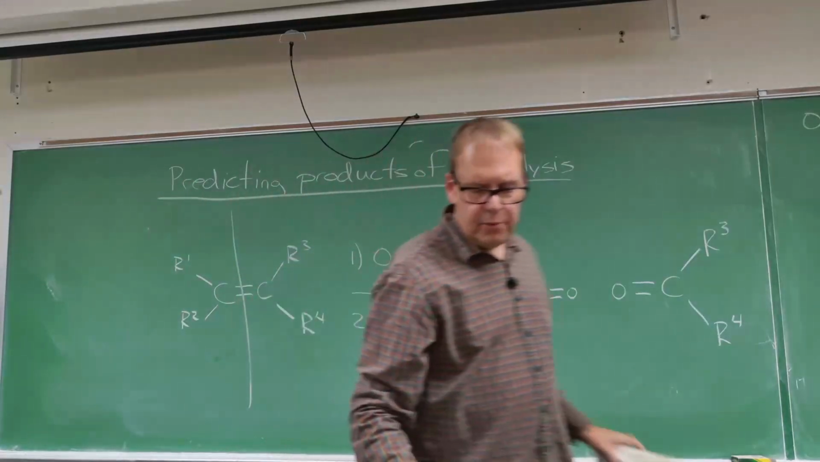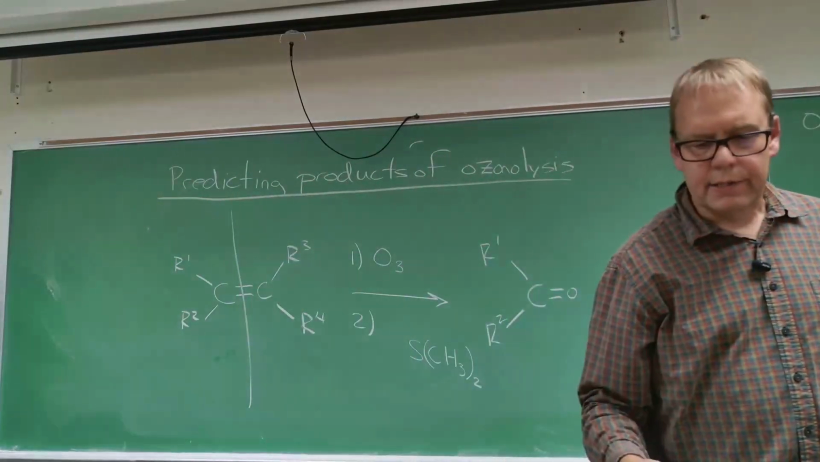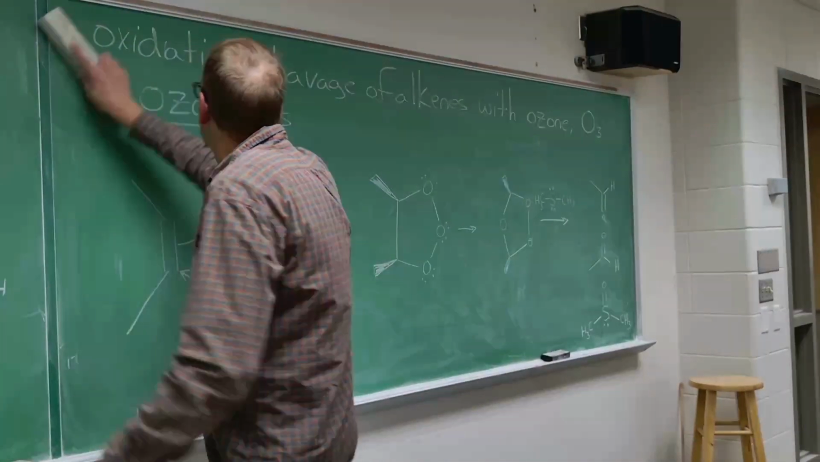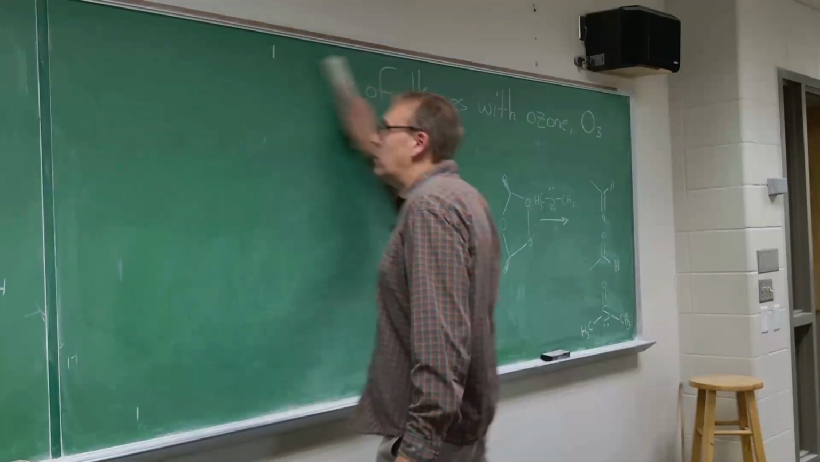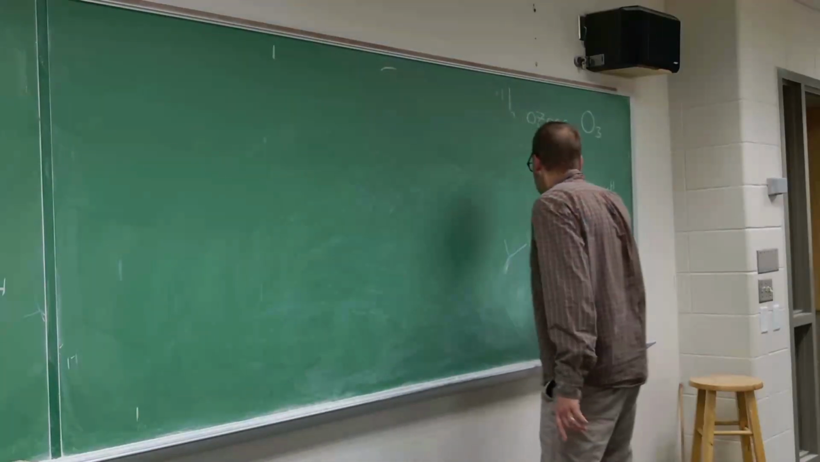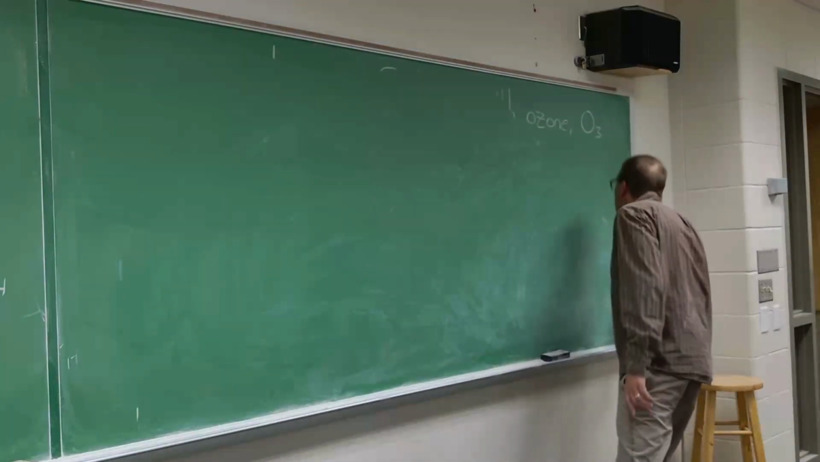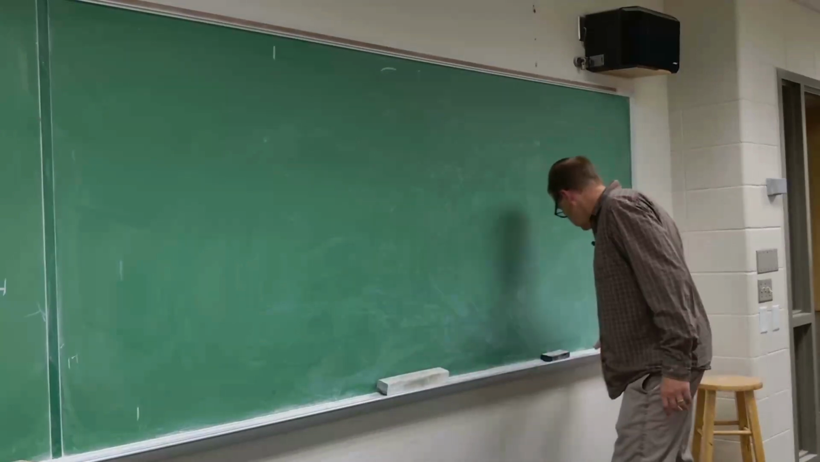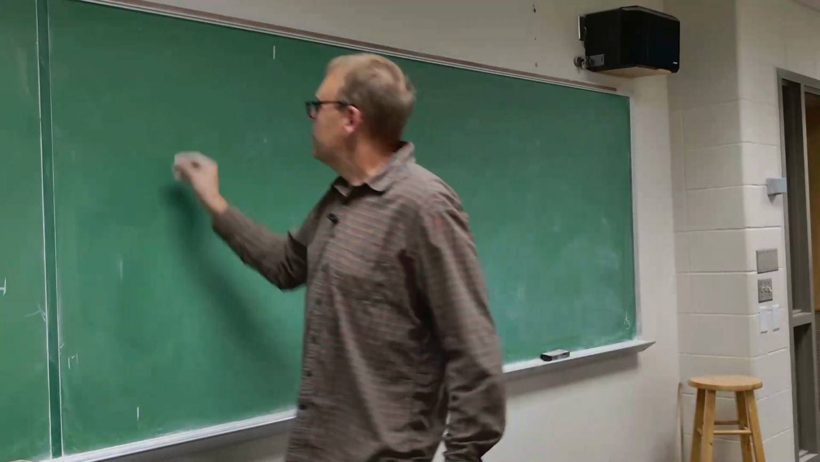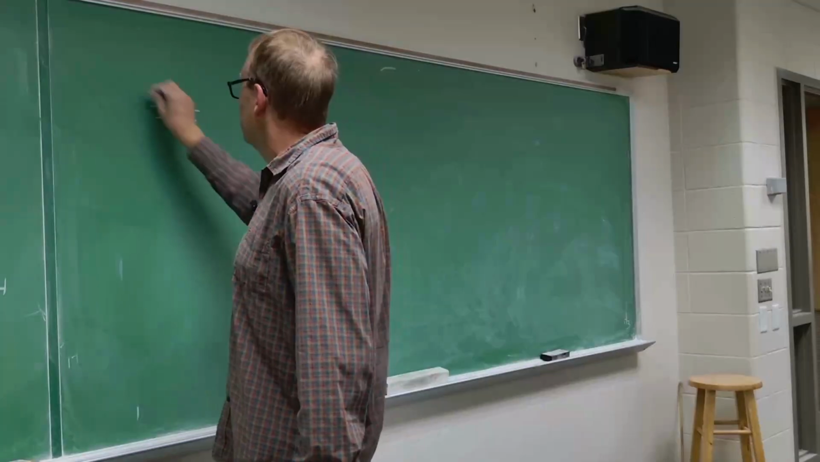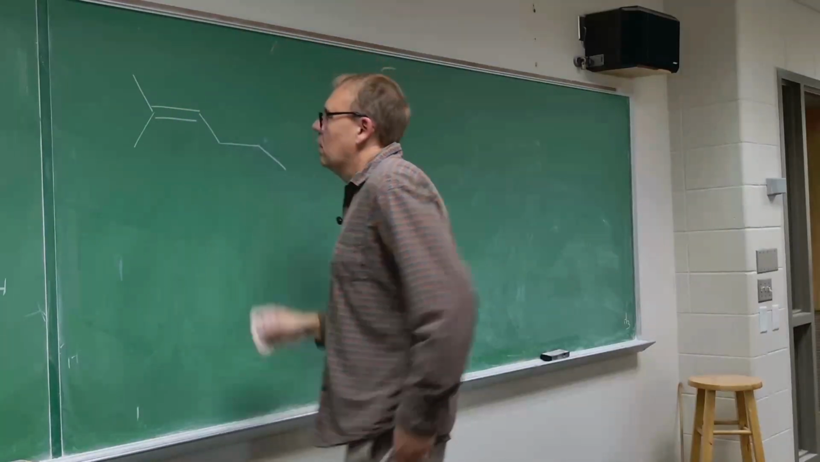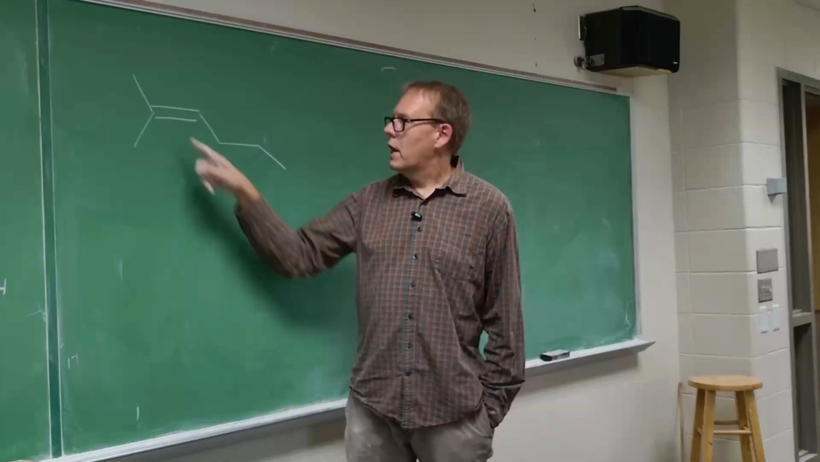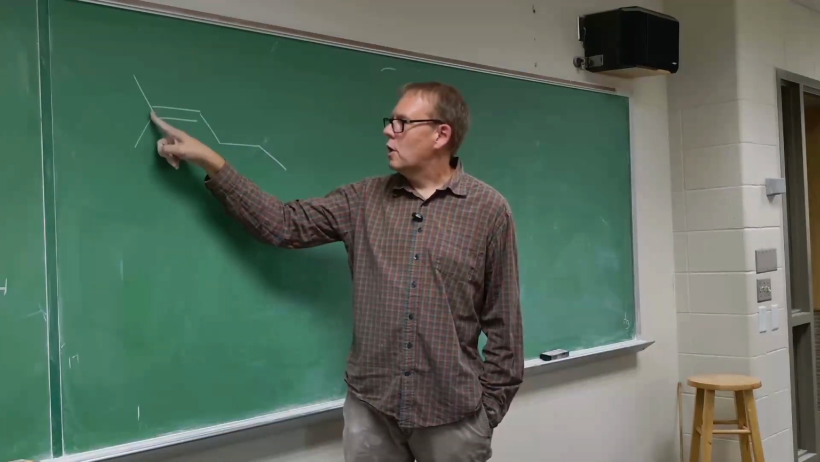So let's look at some examples over here of predicting the products and using that strategy. So we'll use some real alkenes, and then we'll progress from simpler to more complicated examples. First alkene I'll give you is this one. So this is one that's got the carbon-carbon double bond here. There's a carbon there and a carbon there.